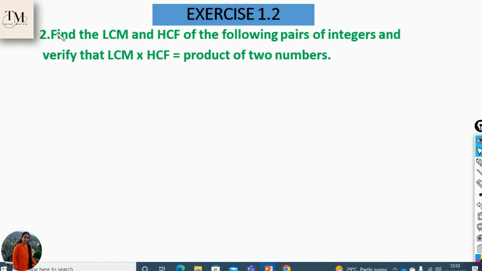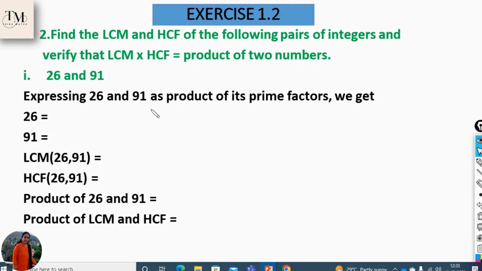The next question is, find the LCM and HCF of the following pairs of integers and verify that LCM into HCF equal to product of two numbers. So two numbers will be given. We have to find the LCM and HCF. We have to check their product is equal to product of two numbers. The first problem is 26 and 91. So we have to express 26 and 91 as product of prime factors.